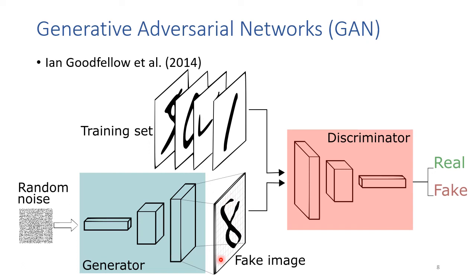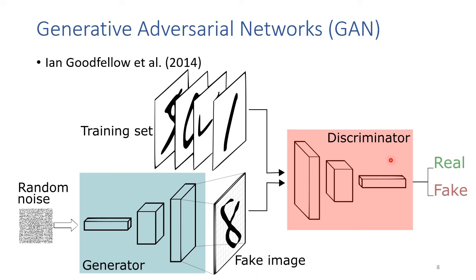The discriminator is to discriminate between real images and fake images. So the discriminator is a classifier that classifies images into real or fake. The two subnetworks compete with each other, like game theory. So the generator tries to improve itself, or tries to generate more realistic fake images, while the discriminator also works hard to increase its ability to classify real and fake images.